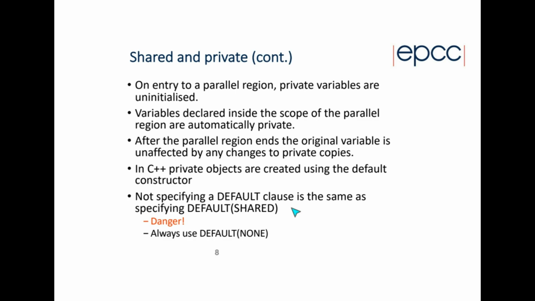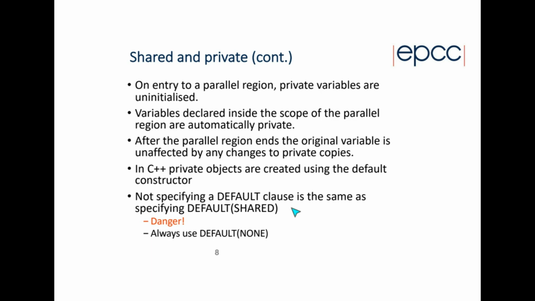Now, the next thing is probably what I think was the worst design decision in OpenMP, which was in there from the very beginning, and I think nobody really realized what a bad mistake it was. If you don't specify a default clause, it's the same as specifying default shared. So that means that any variables which you didn't declare in a shared or private or one of the other available clauses will be shared by default.